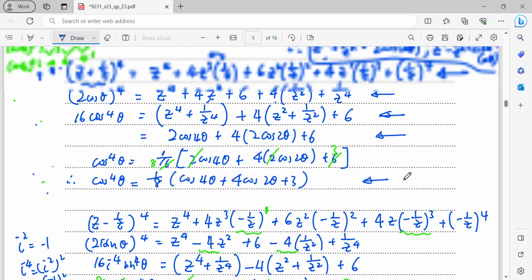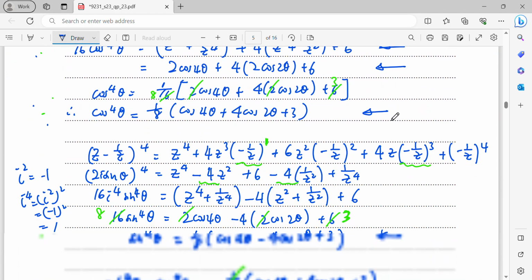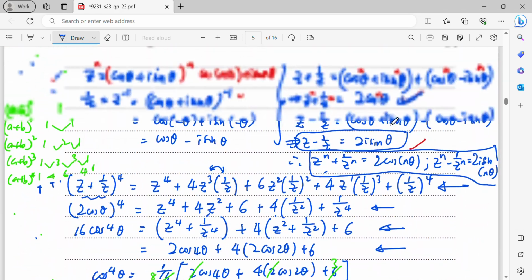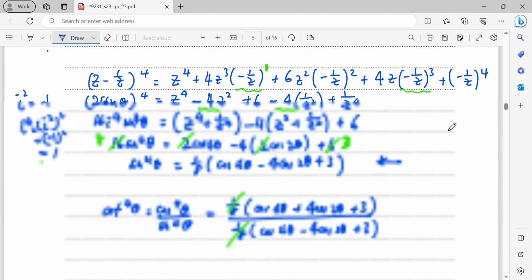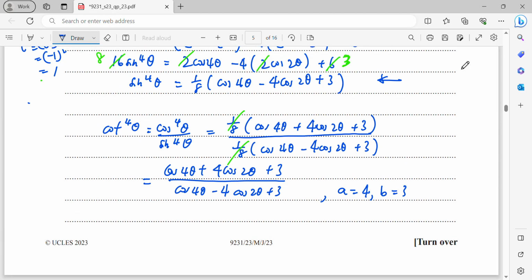Okay, so when you compare with the given form, now the A will be the coefficient for cos 2 theta and the B will be the last term. Then the rest are the same. So it means that now I will just write my A equals 4, my B is 3. Okay, so that's the solution for this question.